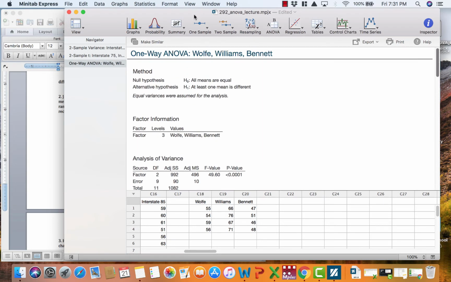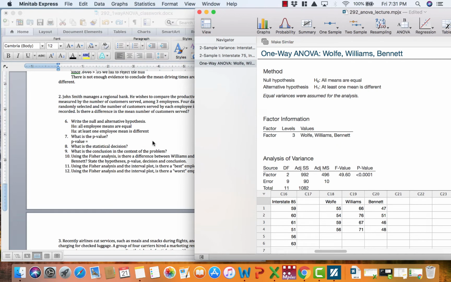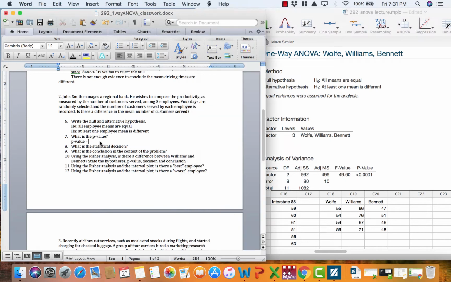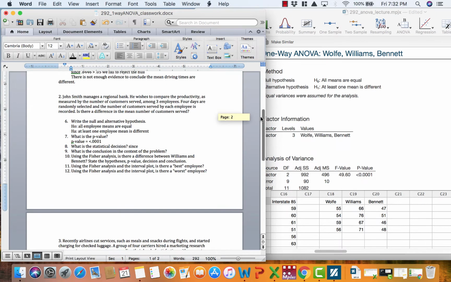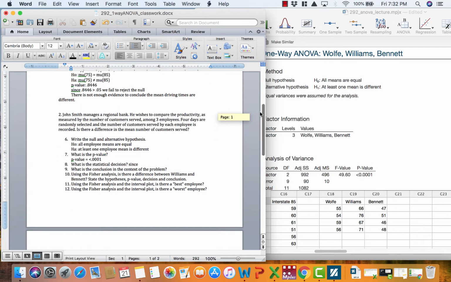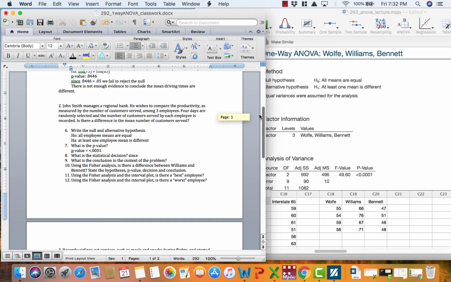All right, so let's go back up here to our document. We've got our null and alternative. What is the p-value for the problem? Our p-value is less than 0.0001. What is the statistical decision? I don't think I told you on any of these problems, but from this point forward we're just going to be working with alpha 0.05. I think I did not type it in these problems. I did there, I did not in number 2. Sometimes I do, sometimes I don't. Well, you're hearing me say that alpha is 0.05.